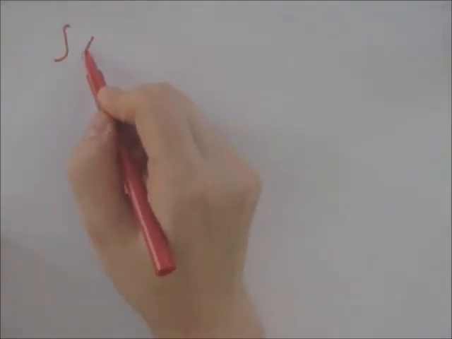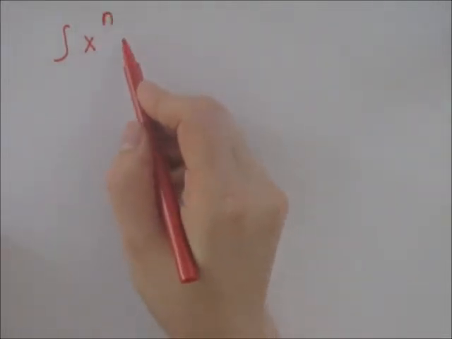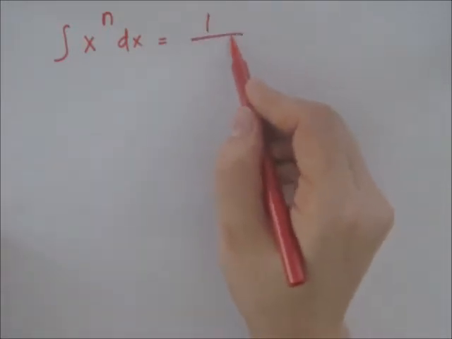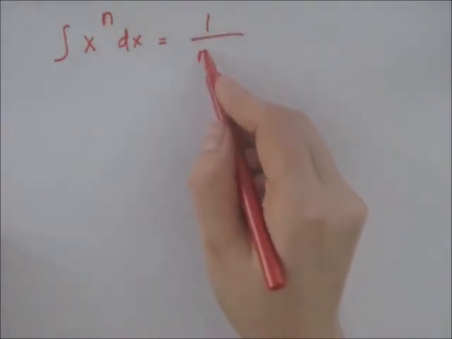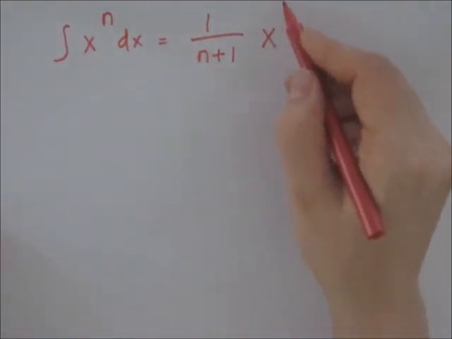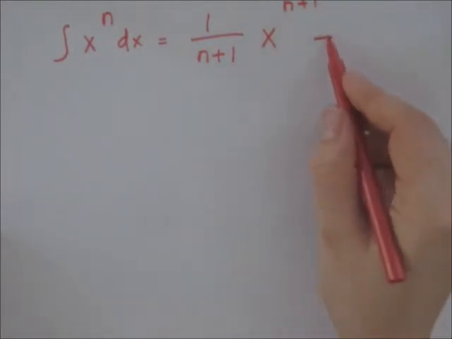Power rule for integrals. It goes like this. If you have any x to the power of n, it's going to be 1 over n plus 1, and you will have x to the n plus 1, and always plus c.